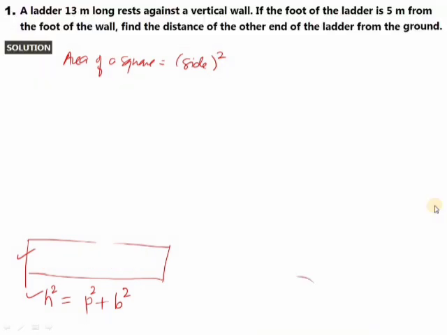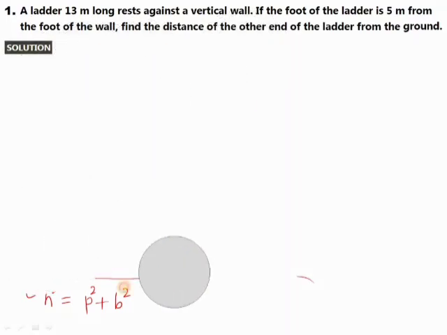Let's see the first question. We have the first question on the screen, which says: a ladder 13 meter long rests against a vertical wall. If the foot of the ladder is 5 meter from the foot of the wall, find the distance of the other end of the ladder from the ground. Try to understand this situation. There is a ladder which is resting against a vertical wall. Let me show you the diagram out here. The diagram looks somewhat like this.